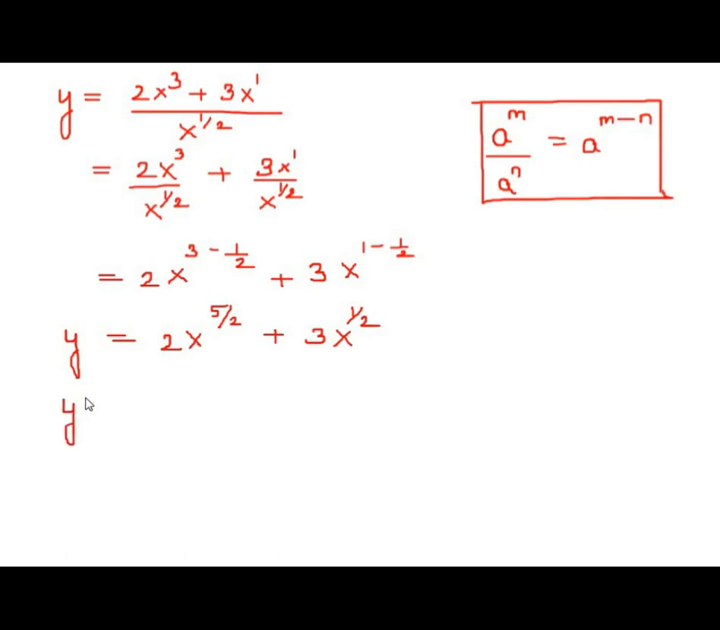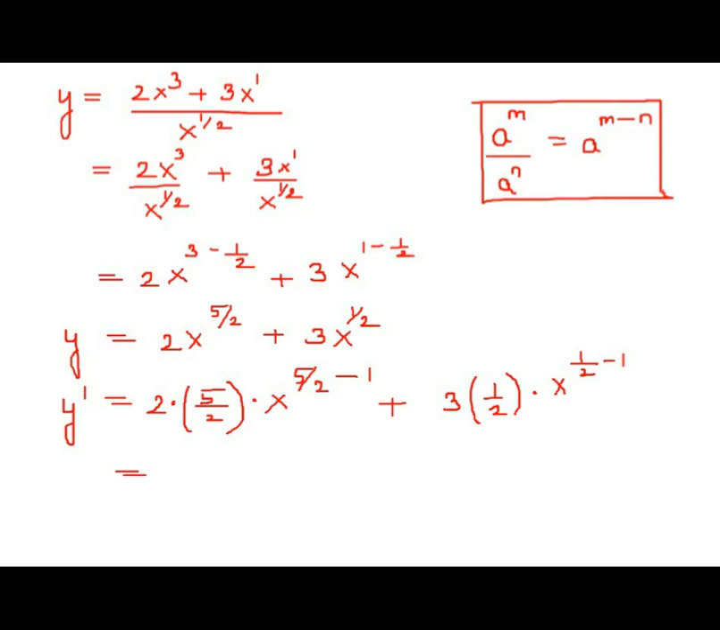So it becomes y dash equals 2, the power of x comes down, so it becomes 5 over 2. So 2 is multiplied with 5 over 2 times x to the power of 5 over 2. Now we are going to reduce the power by 1 because we are differentiating it. Plus 3, the power comes down, so 3 multiplies with half times x to the power of half minus 1.